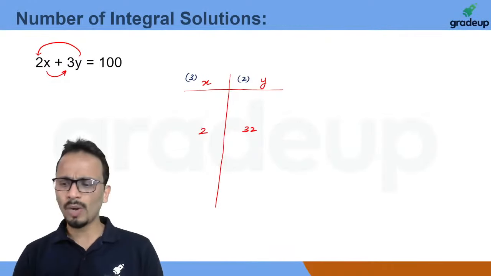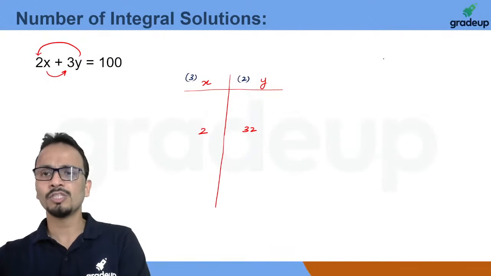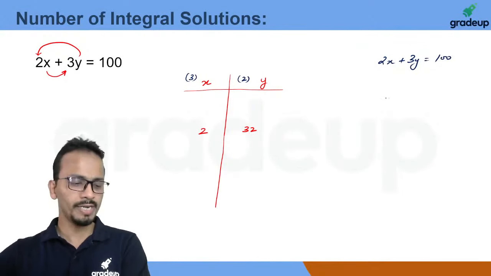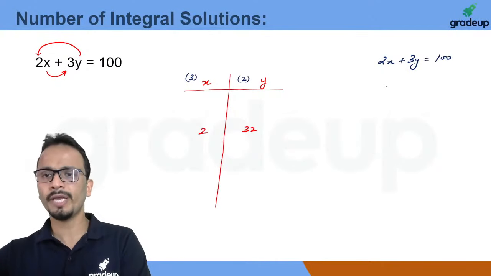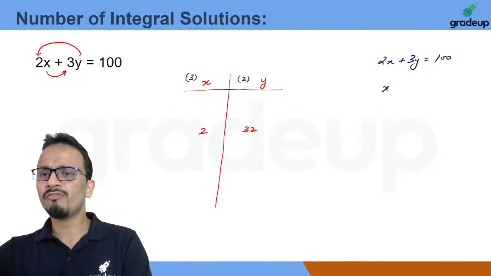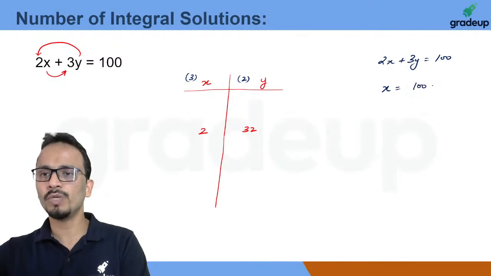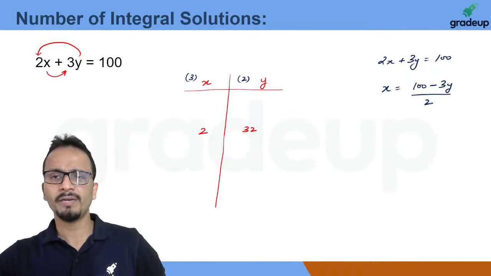To understand the nature of change, we just need to do a very simple thing. On the right hand side, look at this. The equation is 2x plus 3y equals 100. Now I'll find out the value of x in terms of y. So x will be equal to (100 minus 3y) whole divided by 2.